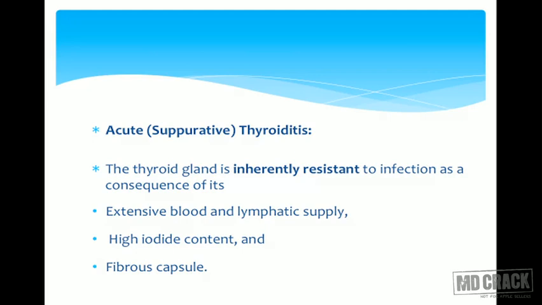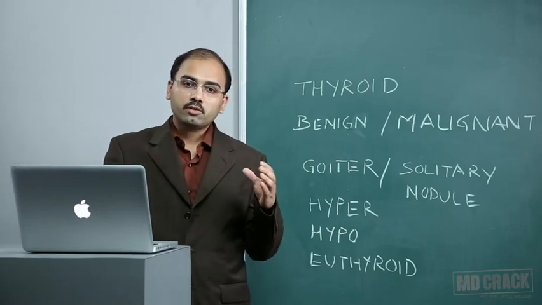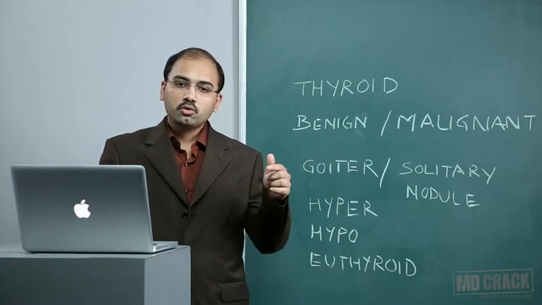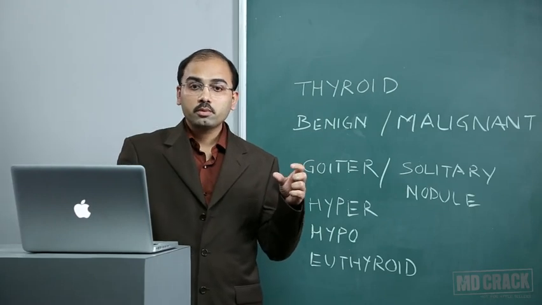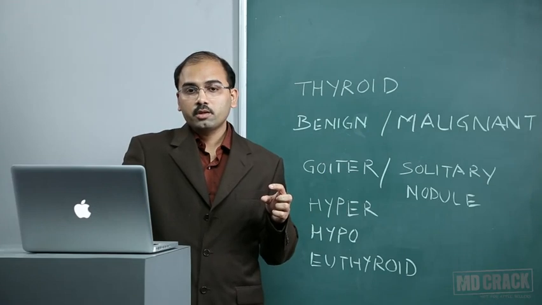The thyroid gland is inherently resistant to infection as a consequence of its extensive blood supply along with lymphatic supply, higher iodide content and fibrous capsule. So friends, this is a very important point. You rarely get infections of the thyroid gland because of the following. Here is a very important point to remember. You may be asked a question. So all these three points should be remembered.